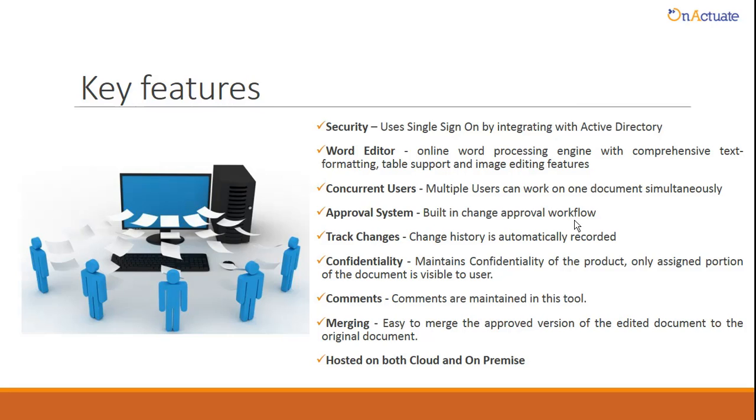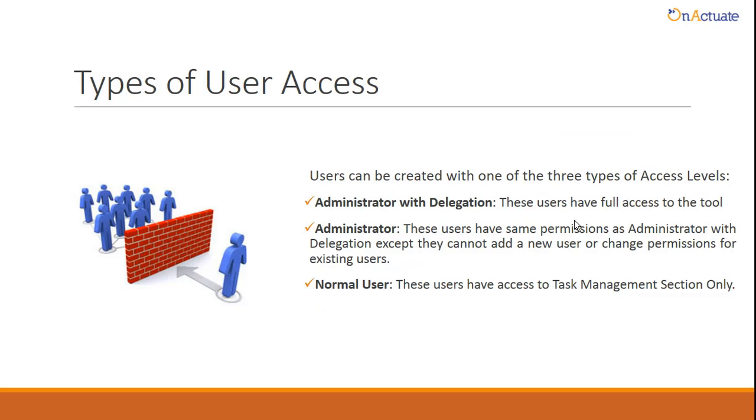The tool allows you to add users as well. Users can be added with one of the three types of access levels as listed below. Administrator with delegation. These users have full access to the tool. Administrator. These users have the same permissions as administrator with delegation, except they cannot add a new user or change permission for existing users. Normal user. These users have access to task management section only. Let's understand these levels in detail.